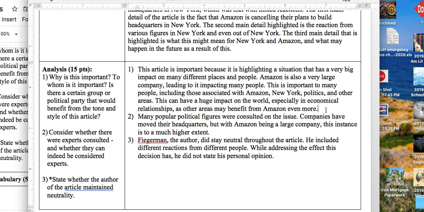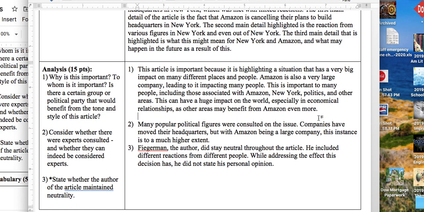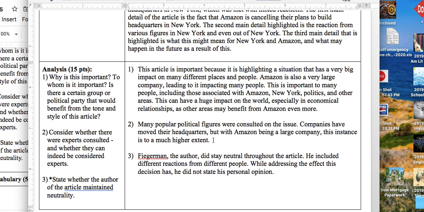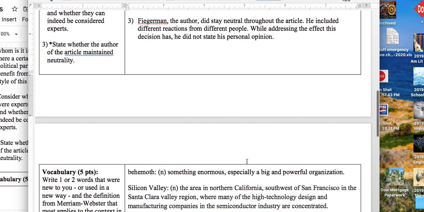But look how easy that is. It really is very straightforward, guys. When you are answering these questions, I don't want you to start writing your paper. I don't want you to react. I don't want any words that imply your tone or your opinion toward this article. I just want you to state the facts.